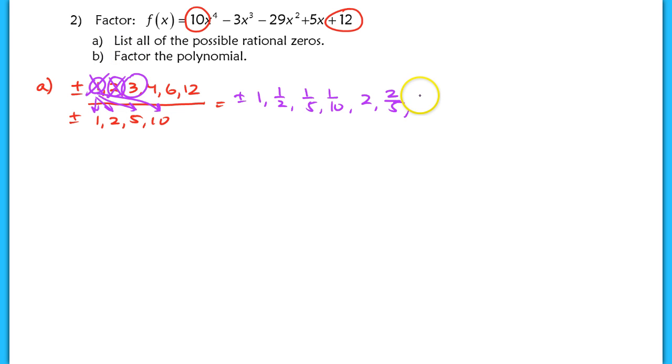Move on to 3. 3 divided by 1 is 3. 3 divided by 2 is a new rational number, 3/2. 3 divided by 5 is another new one, 3/5. 3 divided by 10 gives me another new one, a unique one, so 3/10.